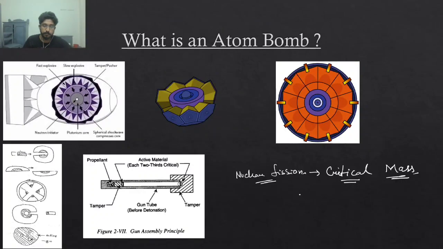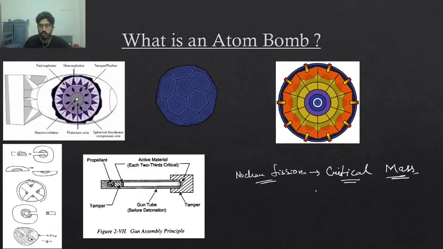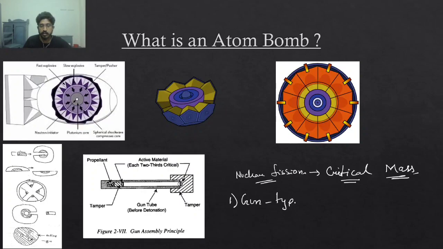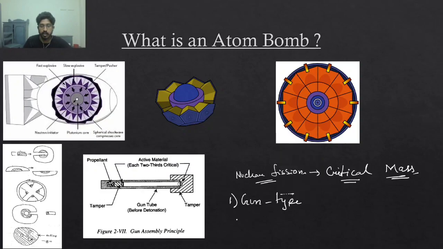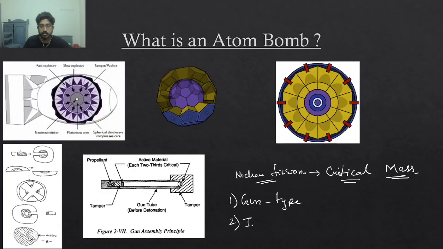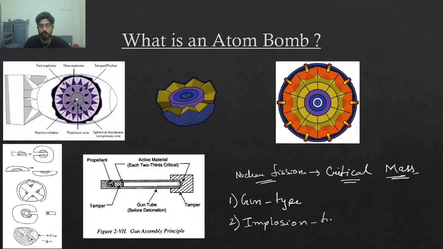And on the basis of that, the nuclear fission is carried out. Now, atom bombs are of mainly two types. One is gun type. Another is implosion type.